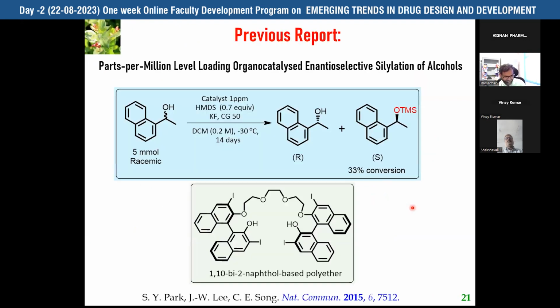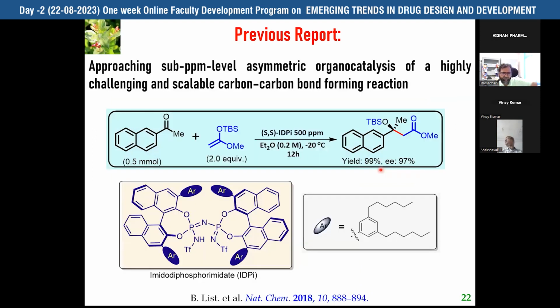When I see the literature, how many examples are there in organocatalysis with parts per million level loading? This is a reaction where a resolution has taken place. You take the racemic compound like that, and you load this kind of catalyst at 1 ppm. It is just 1 ppm, 1 part per million. And the resolution has taken place very nicely, 33% conversion. But this is a resolution reaction, it's not 100%. So Benjamin List developed the Mukaiyama-aldol type reaction.